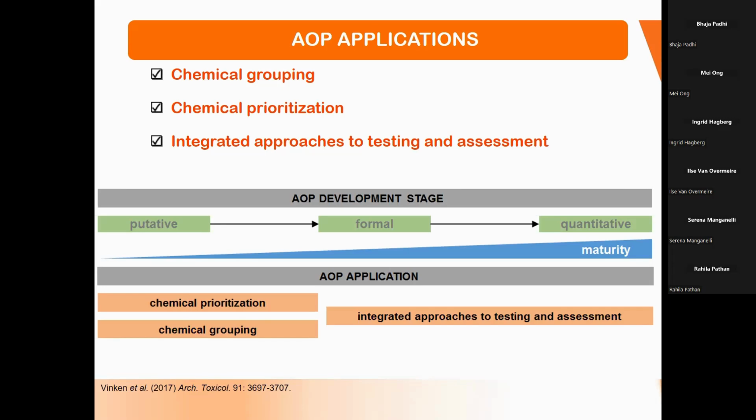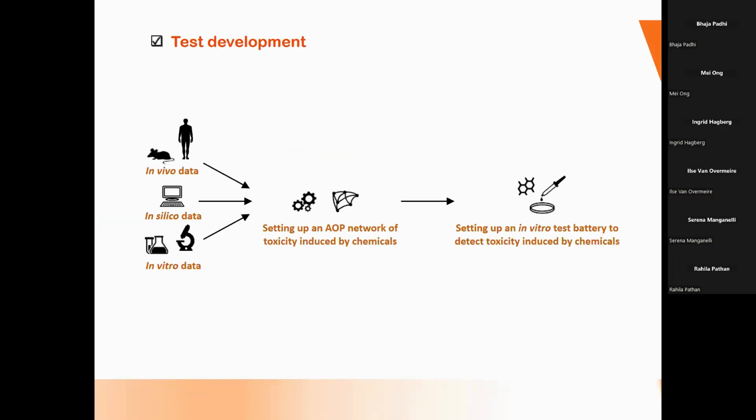That's important. So for example, a putative, so a very simple AOP can already be sufficient for chemical prioritization, while you would need a full-blown AOP network, and preferably quantified, if you want to use it for IATAs, for example. Now, I would say the most common application or use of an AOP would be to use it as the basis for setting up in vitro test batteries. And this is exactly also what my team is doing in the context of a couple of projects ongoing.